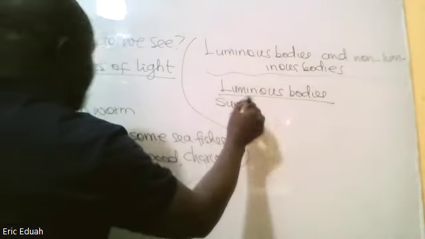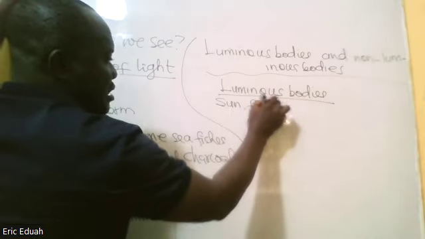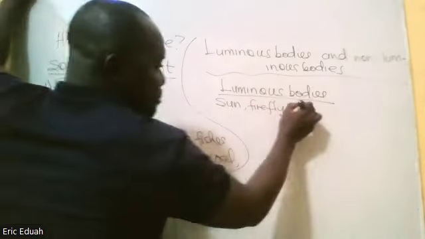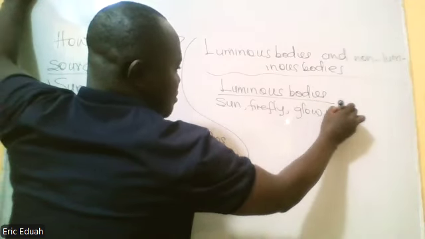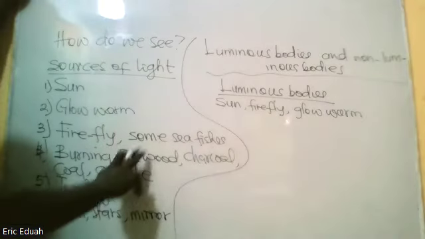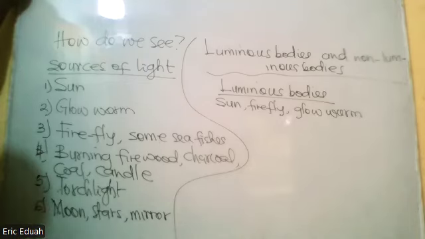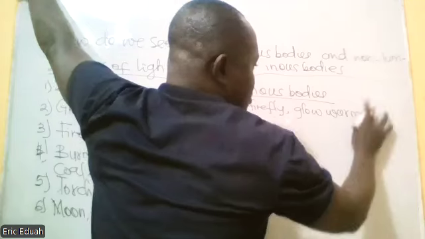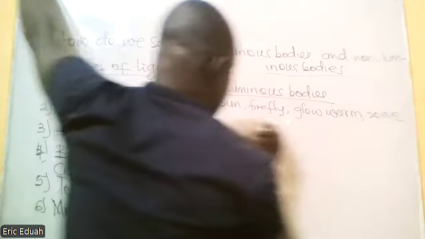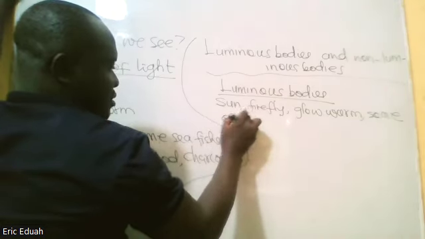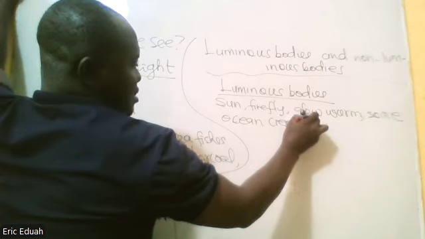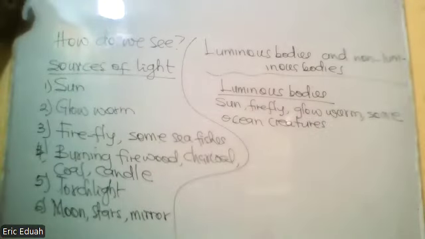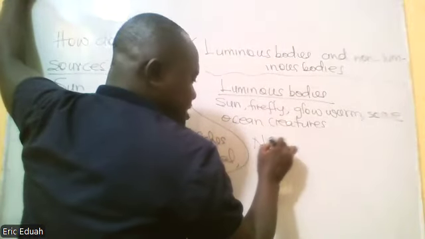We can also put in firefly, glowworm, then the sea fishes or ocean creatures, okay, burning firewood, charcoal, candle, okay, and etc. Then we have non-luminous bodies.